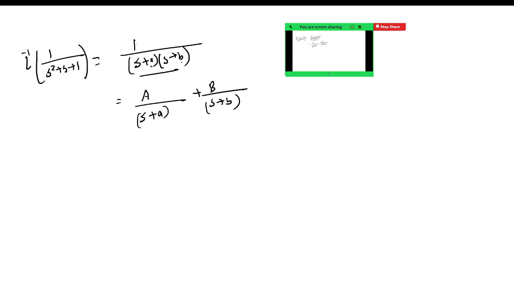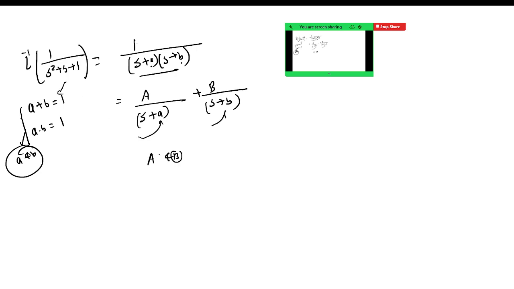How can you calculate the value of A plus B? So the value of A plus B is equal to what? A plus B is equal to 1 and AB is equal to 1. Are you getting it? So from here you can calculate the values of A and B for this particular function. Now substitute the values of capital A and B.